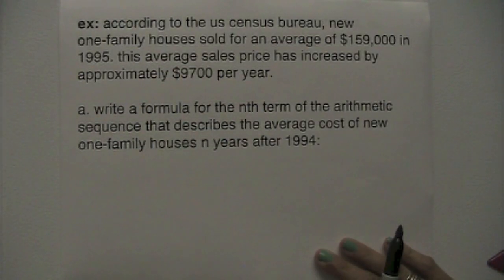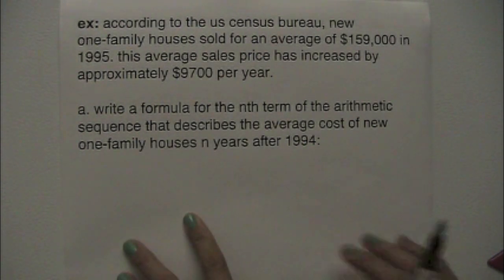This next example says, according to the U.S. Census Bureau, new one-family houses sold for an average of $159,000 back in 1995. Oh, that's nice. This average sales price has increased by approximately $9,700 per year. Part A, write a formula for the nth term of the arithmetic sequence that describes the average cost of new one-family houses n years after 1994.